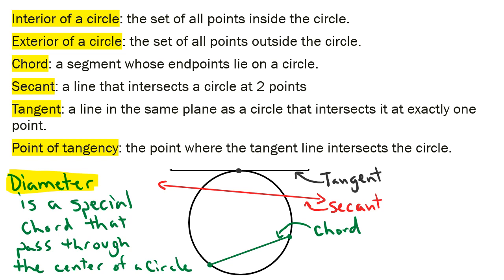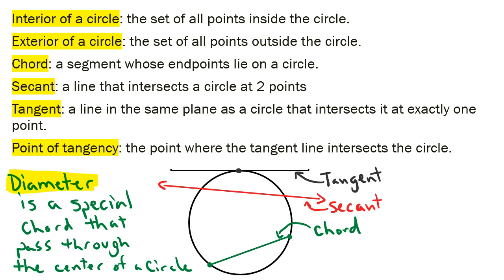Secant, a line that intersects a circle at 2 points, but it goes completely through, so it's a line that's never ending. A tangent, a line in the same plane as a circle that intersects it at exactly 1 point. You'll see the black line in the picture. The point of tangency is the point where the tangent line intersects the circle, so that black dot you see.